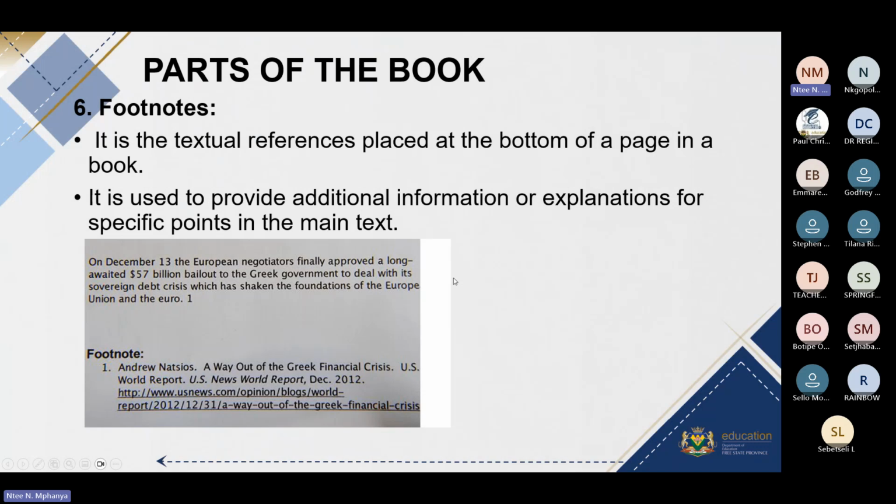Then we know this whole part was written by Andrew Natios. It is not the author's original words. They were copied from somewhere and used in the text. That is why there is a footnote for this. And it is denoted by the letter or by the number 1, which also appears there.